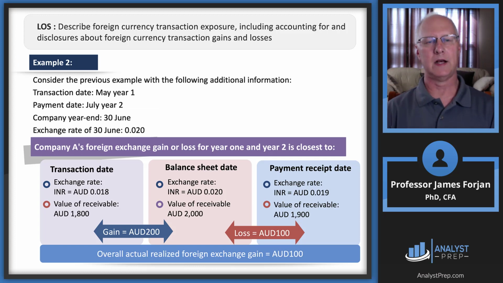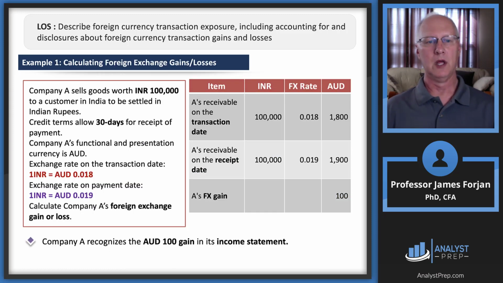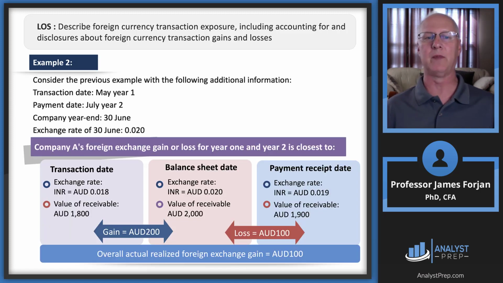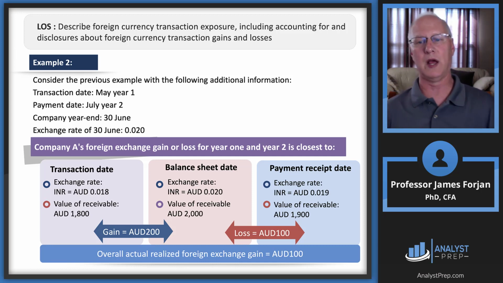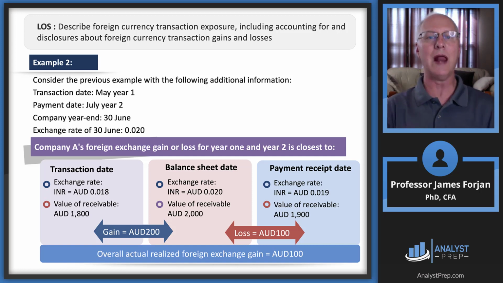But let's take a look at a second example in which we have a relevant timeline. Let me just go back here quickly. We didn't really have any dates here. We had a transaction date and a payment date. But now in this example, let's suppose that there's an important date in between those two. So we have the transaction date. Look at the table at the bottom. There's our receivable of 1,800 Australian dollars, and then go all the way over to the far right. There's the payment receipt date of the 1,900 Australian dollars. But what happens if there's a balance sheet date in between those two?